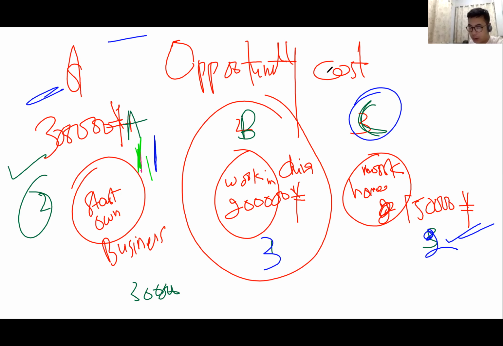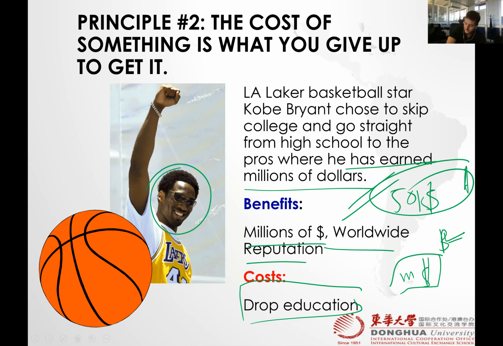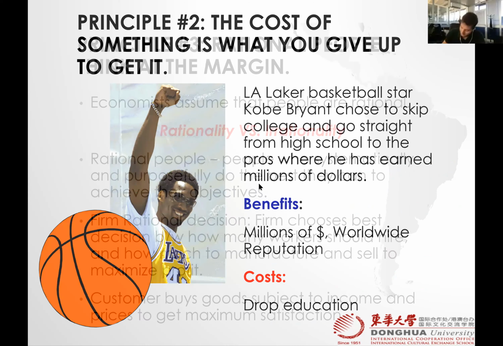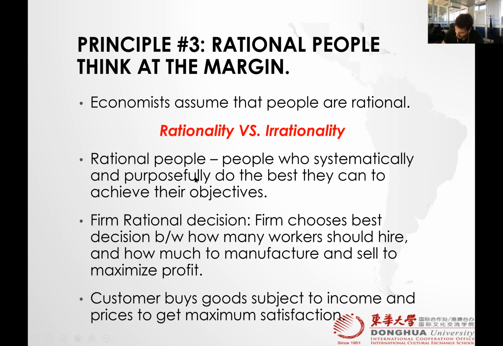Understand, guys? Yes, now it's clear. Okay, good. Now, the third principle is: rational people think at the margin. First of all, rationality versus irrationality. So what do we mean by rationality and what do we mean by irrationality?